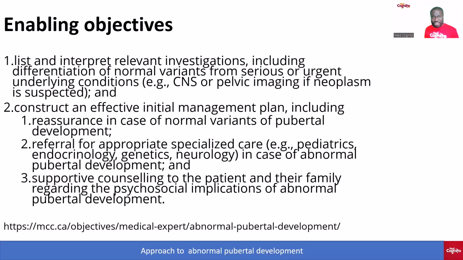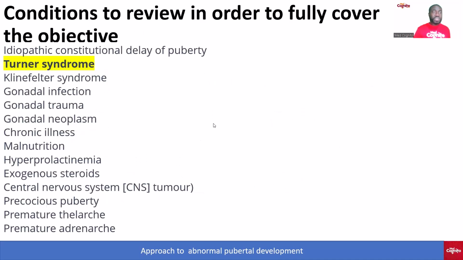And then construct an effective initial management plan, including reassurance in case of normal variants, okay, referral for appropriate specialized care like pediatric endocrinology, genetics, neurology in case of abnormal pubertal development, and supportive counseling to the patient and their family regarding the psychosocial implications of abnormal pubertal development. So, with all that I said, if you take your time and study this objective very well, for you to say that you've mastered the objective, you've got to make sure that you've gone through all these conditions.